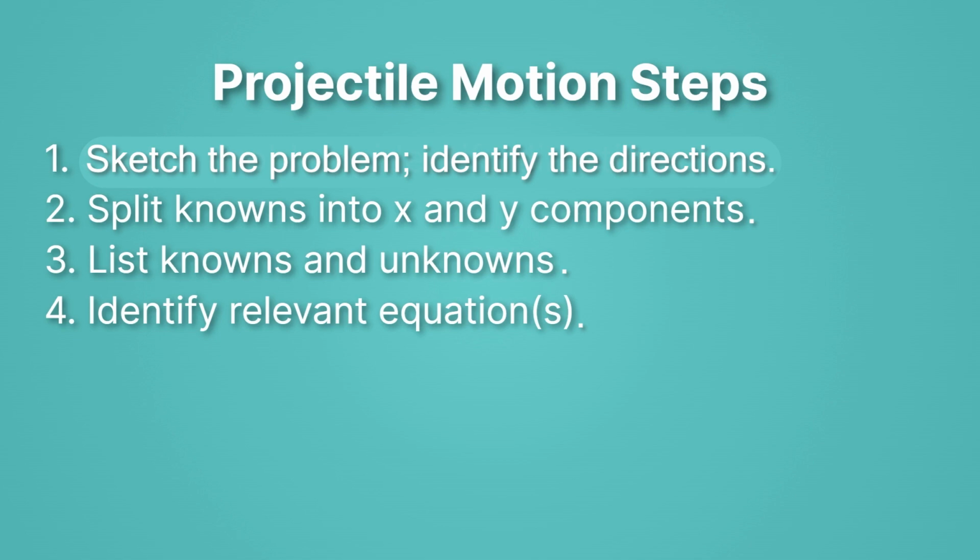That's going to help us in step 4, where we identify the relevant equations. We'll go through our equations and we'll say which one of these has just one of our unknowns and the rest of the things we know. That's the equation you need. Then we'll solve for those unknowns.